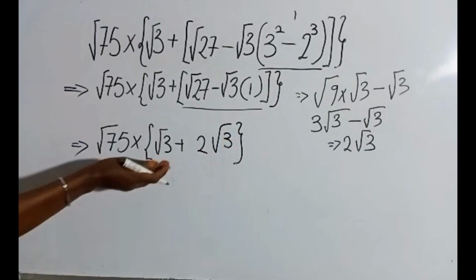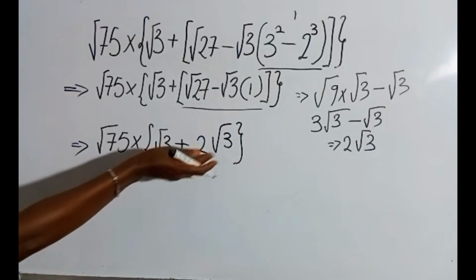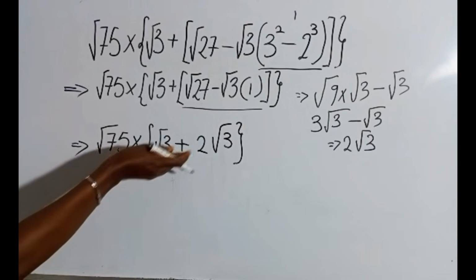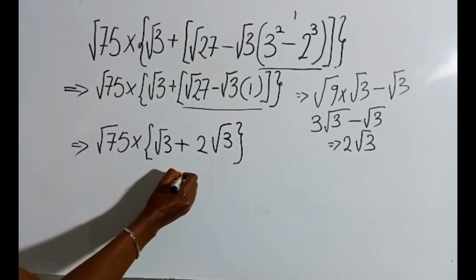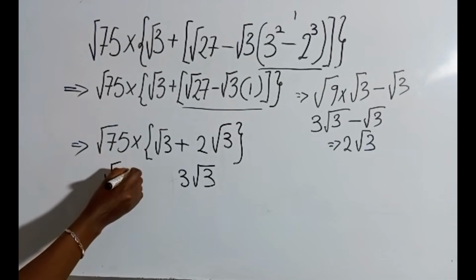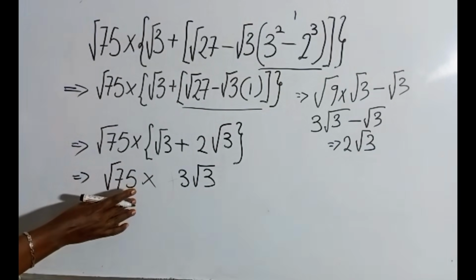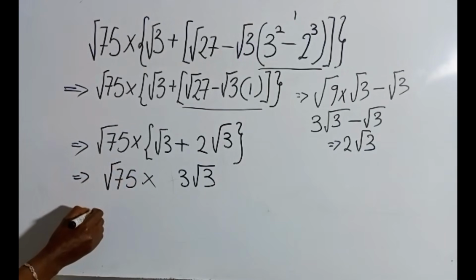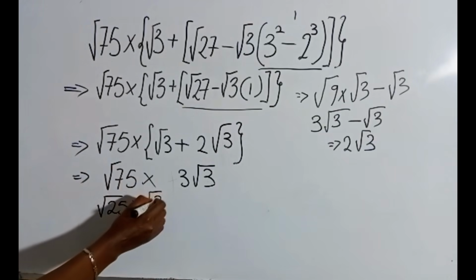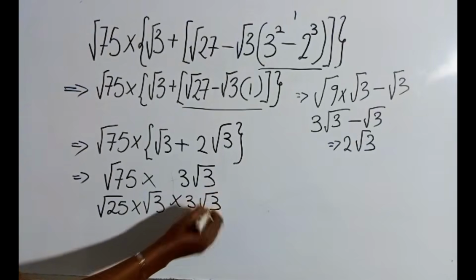Now the curly bracket. Root 3 plus 2 root 3 is like x plus 2x. Therefore, root 3 plus 2 root 3 gives us 3 root 3. All that is left here is root 75 times 3 root 3. Root 75 we can express as root 25 times root 3, times 3 root 3.